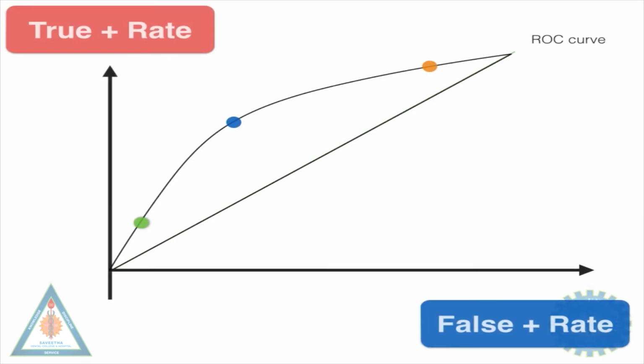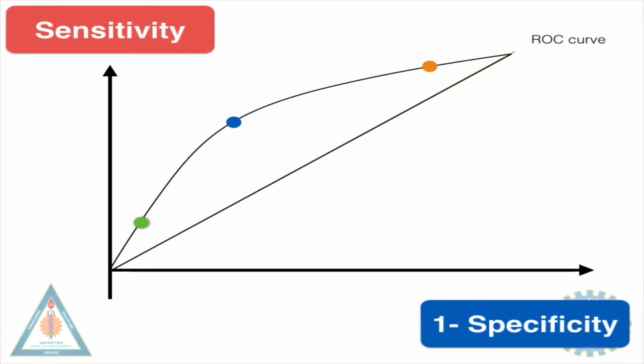This can be determined by the ROC curve, or the receiver operating characteristic. If you look at this, it is plotted between the true positive rate and the false positive rate. In other words, it's plotted between sensitivity and 1 minus specificity. Towards 0, the specificity is maximum. Towards the right side of the axis, the specificity is almost 0.